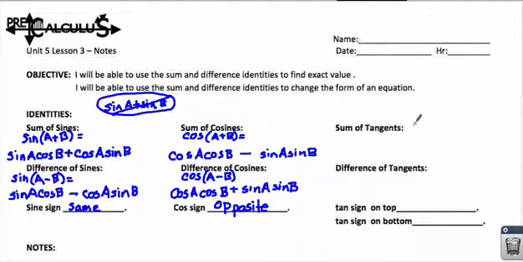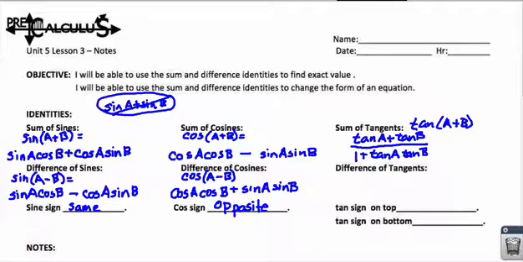All right, sum of tangents. Now we're talking about tangent of some angle plus another angle. And this is going to be tan over 1 plus tan, except these signs are going to change. Actually, I have this one incorrect. Make this a minus. So tan plus tan over 1 minus tan. You can see that the plus here matches the plus here, and this is opposite on the bottom.